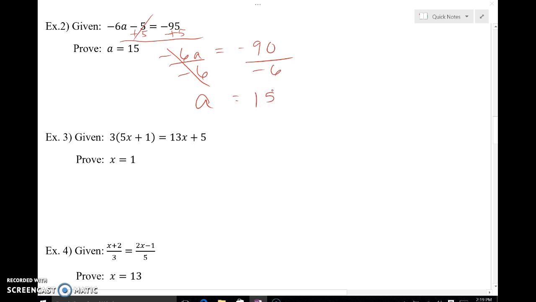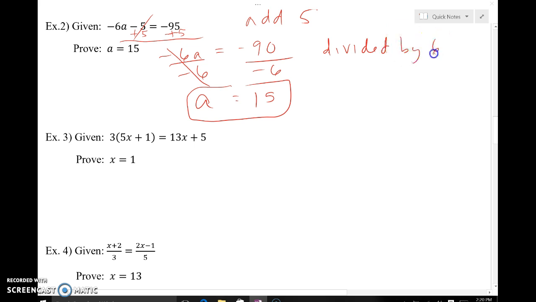And now you can see that we don't have to do any more steps because that a equals 15, and they look the exact same thing. So we've proven the right thing. Just going through and justifying my steps for that right side of the two-column proof here. I first added 5 to both sides. Then I divided by 6. And that landed me with my answer.